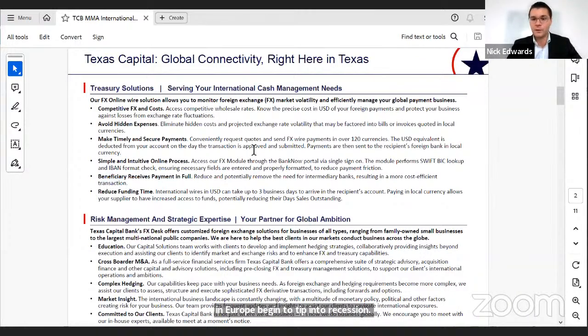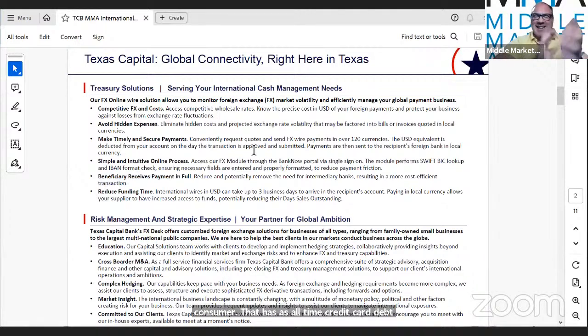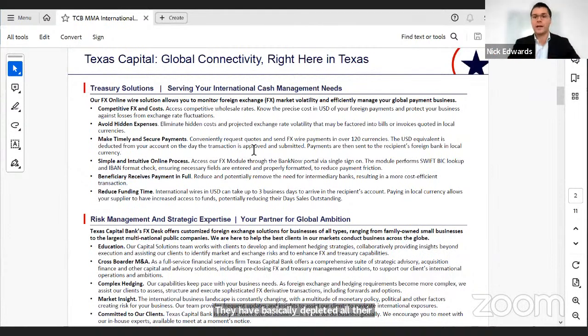Fortunately, here in the US, things seem to be going pretty well. I mean, it depends on what data you look at, between the consumer that has all-time high credit card debt. They've basically depleted all their savings. So the question is, how much longer can this continue? But for now, it does appear that the U.S. is doing relatively well compared to the rest of the world.